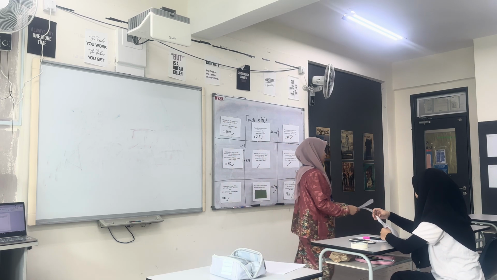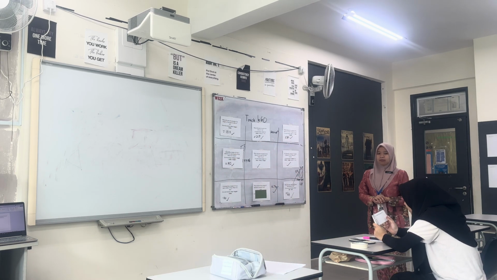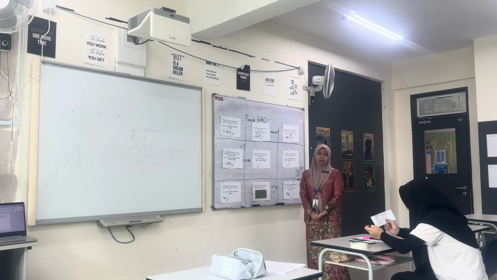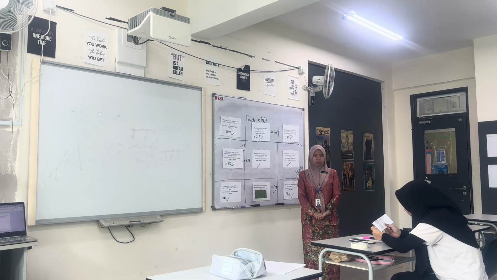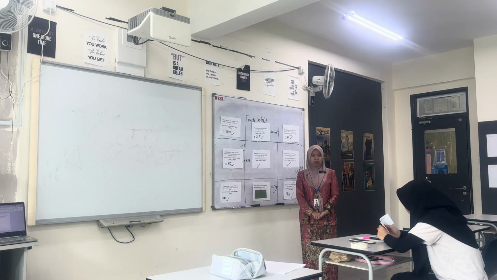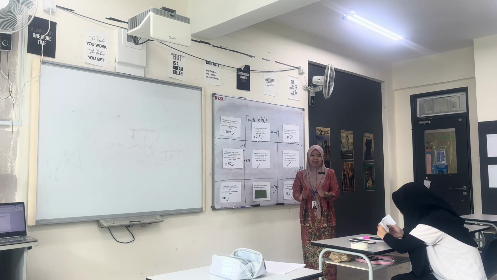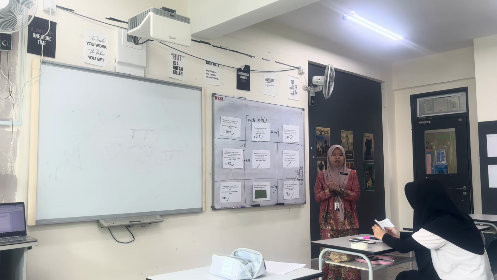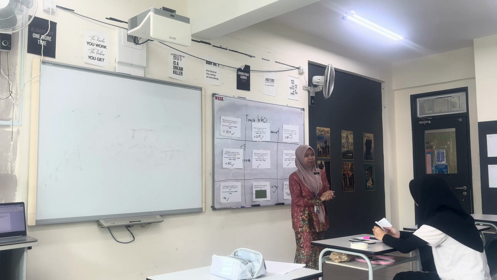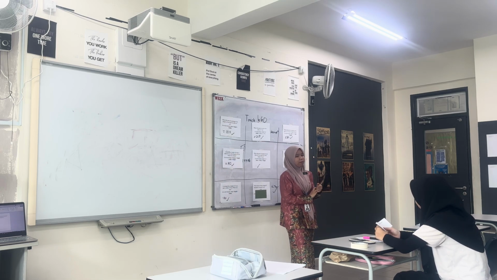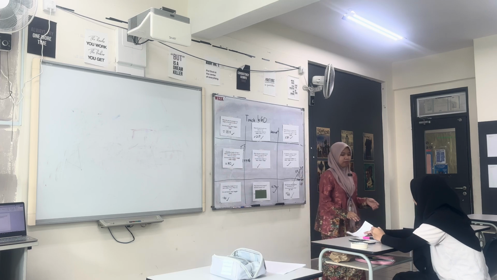Alright, read loudly. What is the area of a rectangle with the length of 8 centimeters and width of 5 centimeters? Alright, and then the answer to the question, the area. Okay. 40. How do you get 40? Length times width. Okay, that's correct.